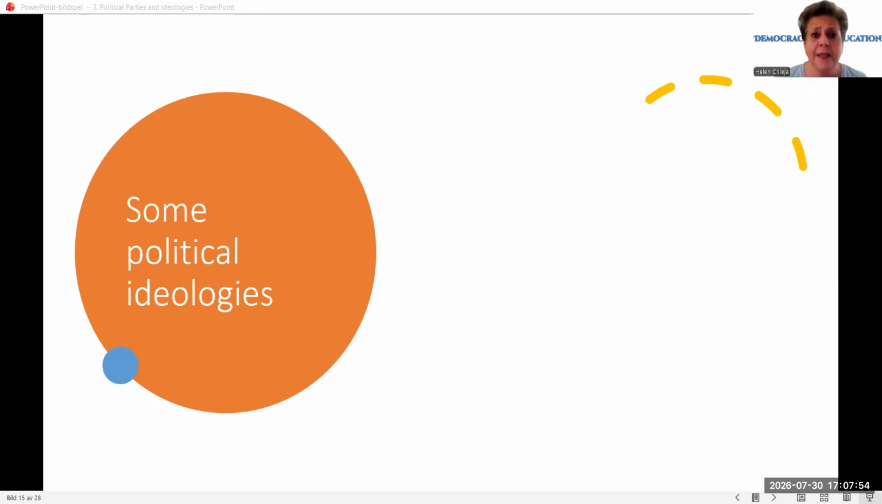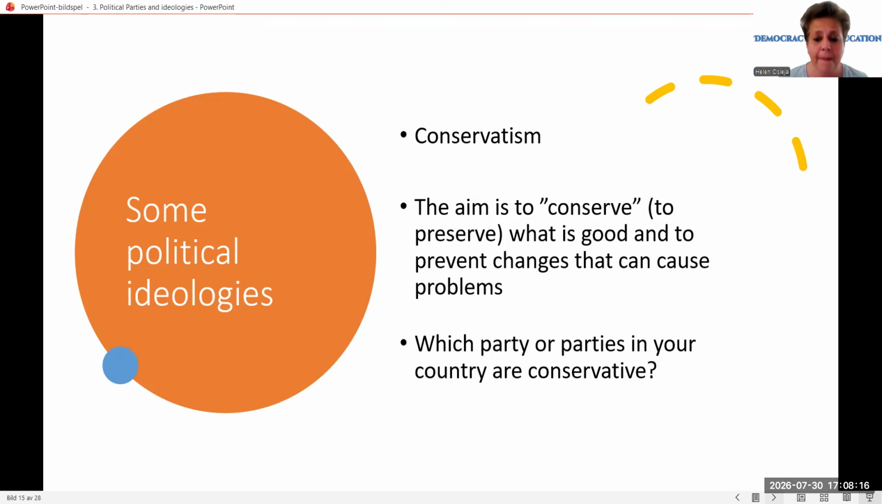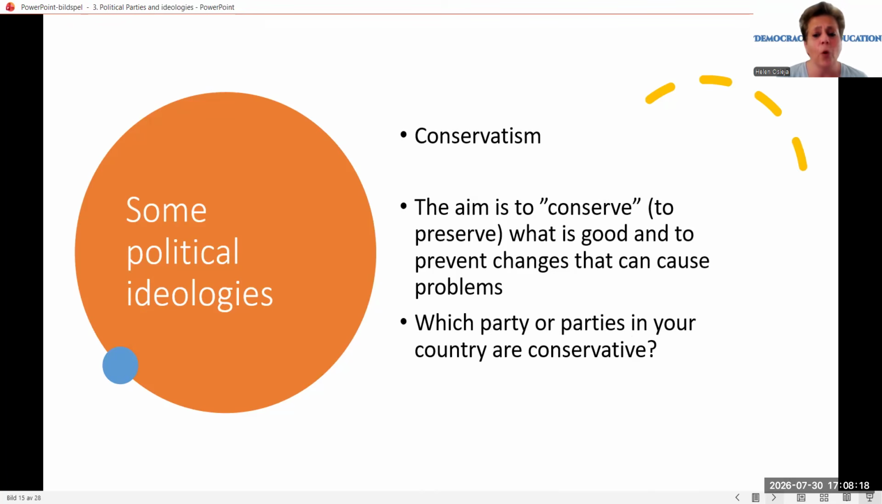Now I'm going to present some political ideologies. Conservatism, as its name implies, conservatism's aim is to conserve or to preserve what is good and prevent changes that could cause problems. Which party or parties in your country are conservative? And what makes them conservative?